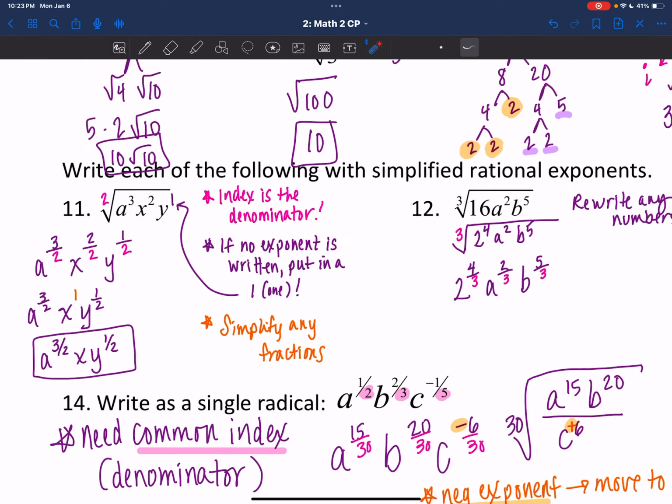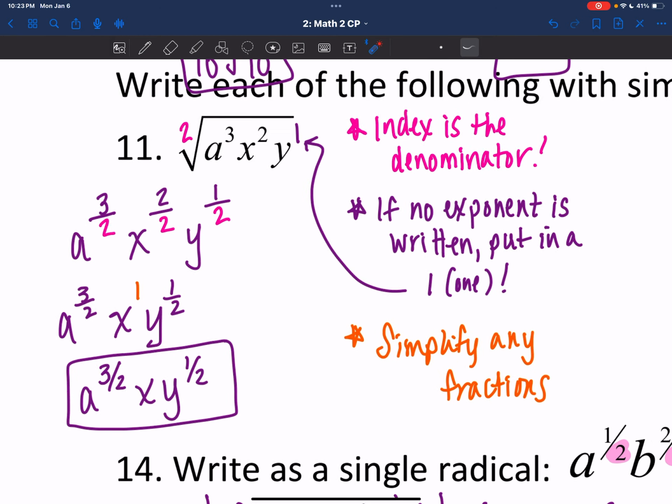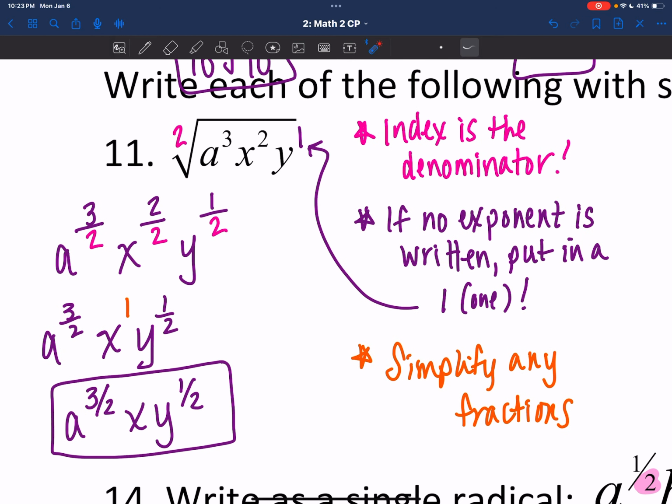All right, let's look here. We want to write as simplified rational exponents. So remember, your index is the denominator when you're writing exponents. So here in this case, it's not written, but I did write in a 2. And then if you look, y does not have an exponent. So if no exponent's written, I always put in a 1 so I don't forget what's there.